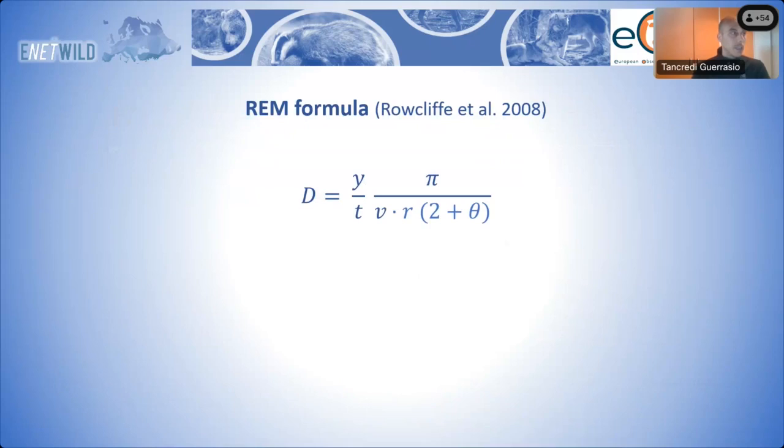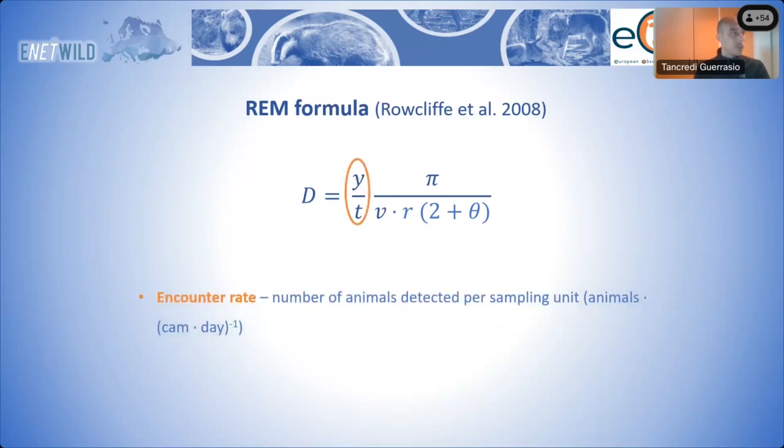So here you see the formula, where D, of course, stands for density. And let's see what are the elements of this formula. The first one is the encounter rate, which is given by the number of animals detected per sampling unit. So the number of contacts that we have divided by the number of camera trap days of activity. This element, as you see from its position in the formula, is directly related with the density. So the higher this element is, the higher the density is going to be. So there's a direct relation between the number of contacts that we're going to get and the density estimate that we are going to obtain.